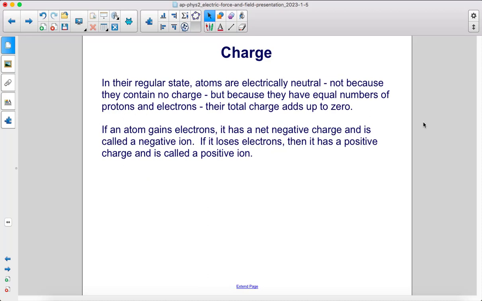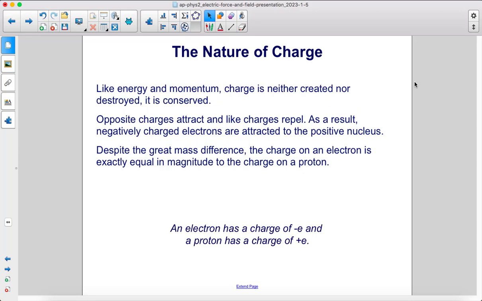In their regular state, atoms are electrically neutral, not because they contain no charge, but because they have equal numbers of protons and electrons. Their total charge adds up to 0. If an atom gains electrons, it has a net negative charge and is called a negative ion. If it loses electrons, then it has a positive charge and is called a positive ion. Like energy and momentum, charge is neither created nor destroyed. It is conserved.